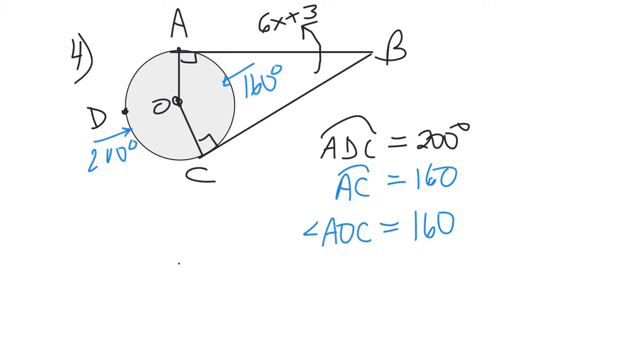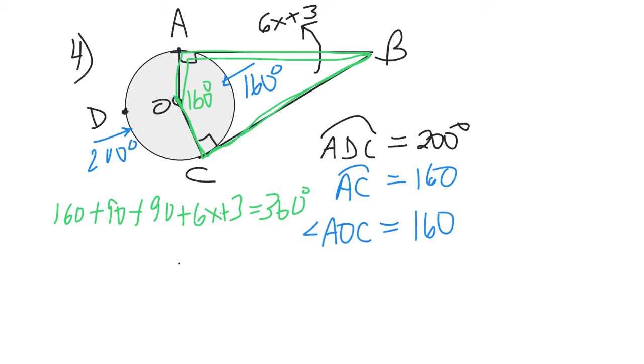So the first thing we can see is that an entire circle is 360 degrees. So if this is a major arc of 200, the remaining arc must be 160, so it adds up to 360 degrees. Which means that the central angle must also be 160 degrees. The central angle is the same as the intercepted arc.